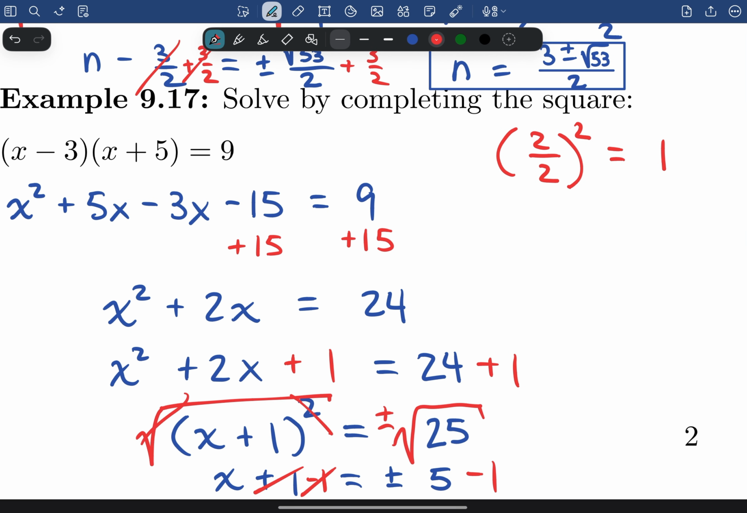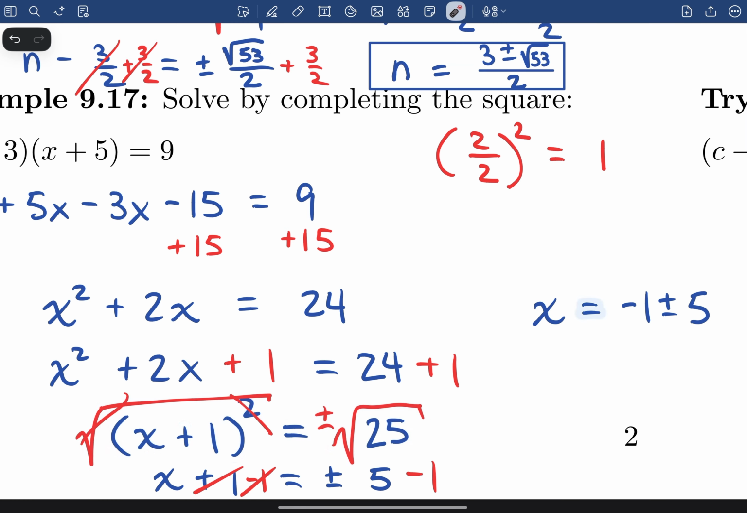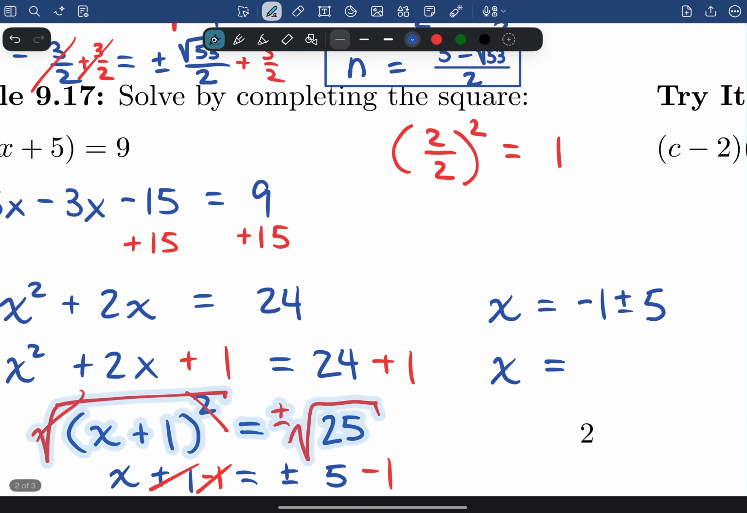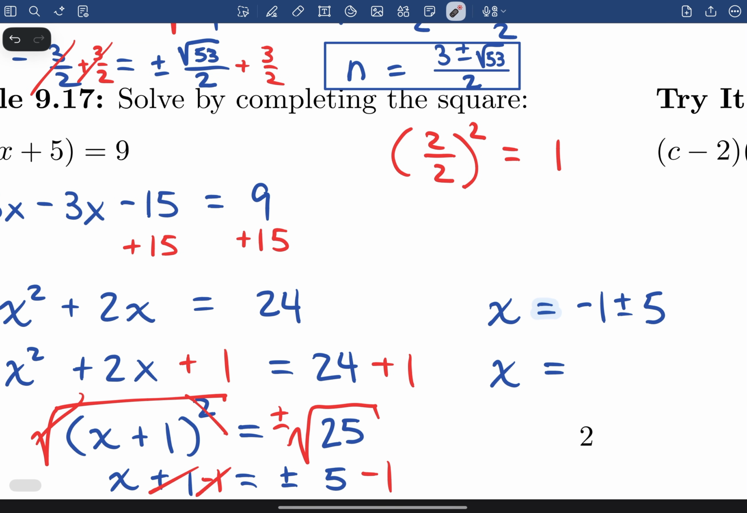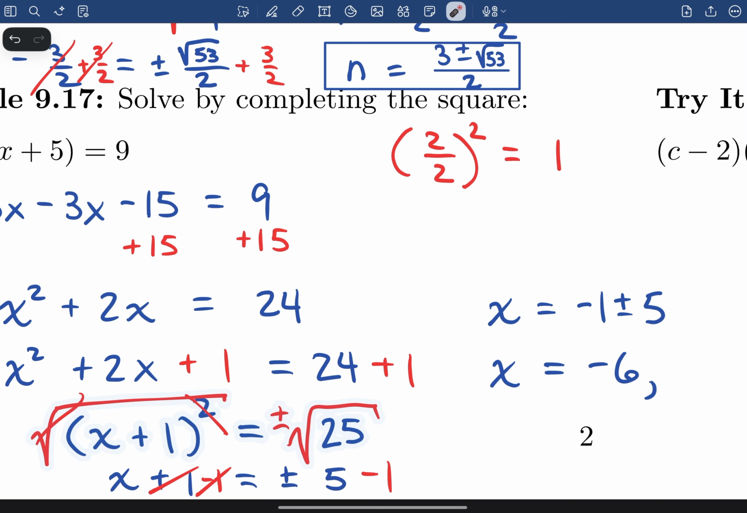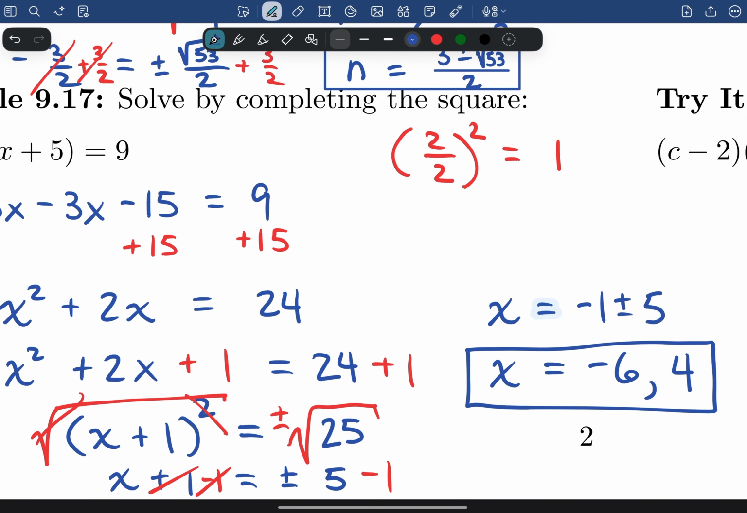Because this plus 1 and this minus 1 cancel. And I now write my solution. X equals negative 1 plus or minus 5. Yep, I decided to put that negative 1 first and that plus or minus 5 second. That's good. And in this case, I can go further and I can decide to find each solution, taking negative 1 minus 5, which gives me negative 6. I put a comma, and now I take negative 1 plus 5, and that gives me a value of 4. And these are my two solutions for x. Done.